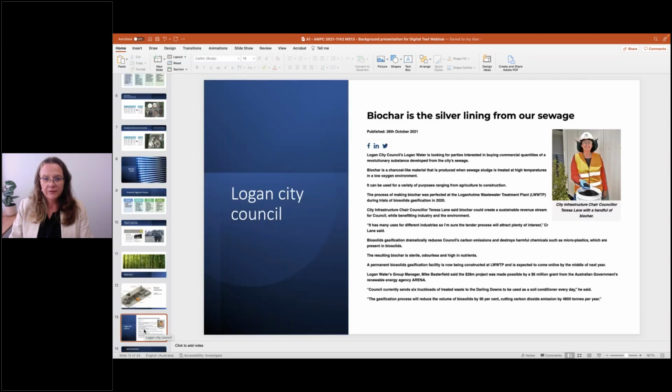So we have an example here in Australia right now, the Logan City Council in Queensland. They are using that for processing their waste, and they're being very successful both in carbon reduction and energy recovery and the reduction of the amount of waste they produce, right?